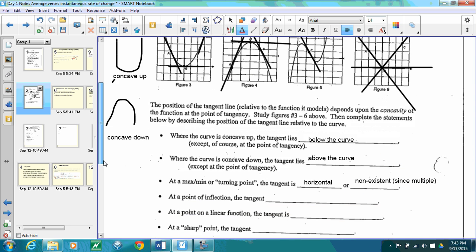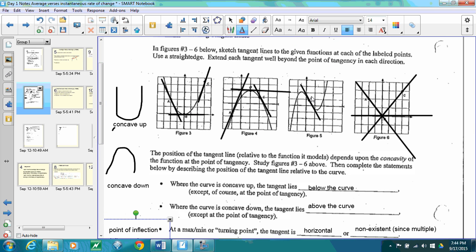And then a point of inflection, just in case we don't remember, which we write a lot of times as PI, is where the graph changes concavity. And the only place that happens is on figure 5. If we look at point P, my graph was concave down, and then it switched to concave up.